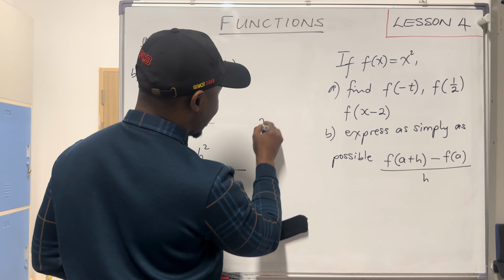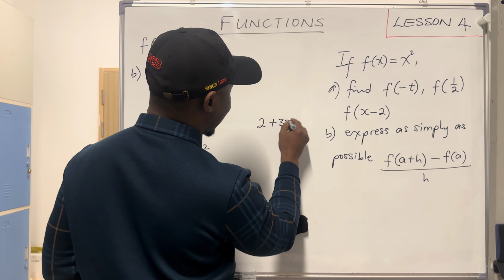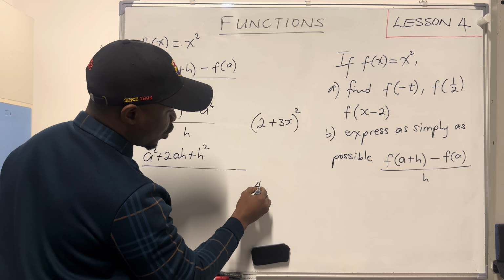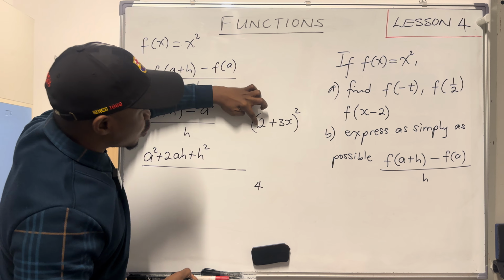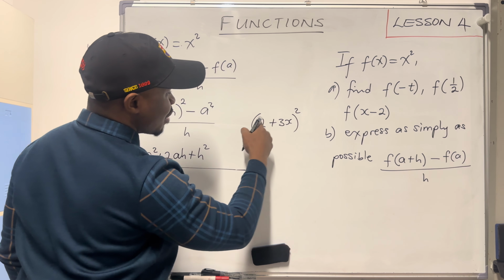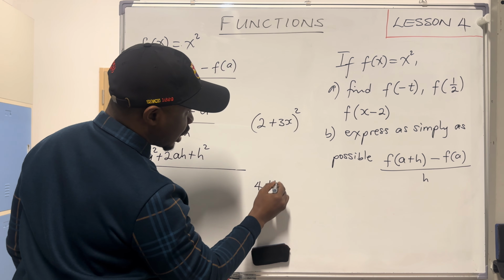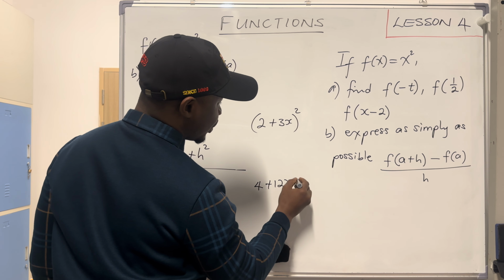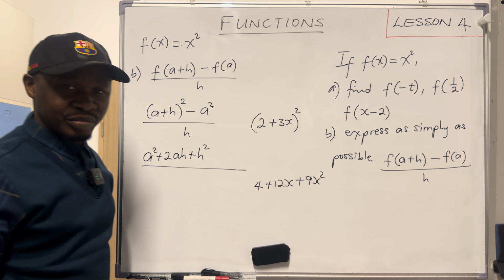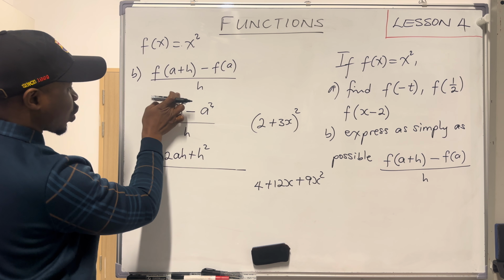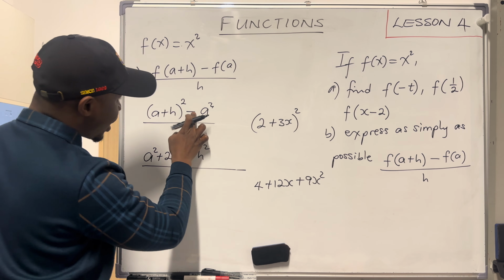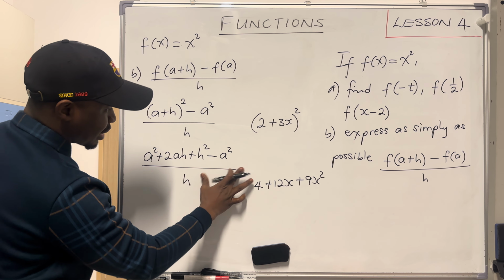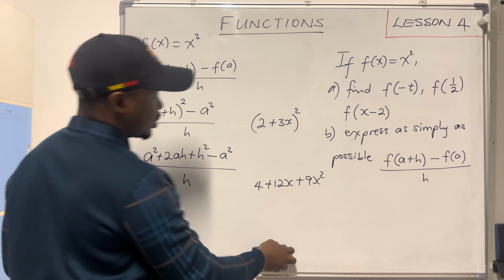Now let's say we have 2 plus 3x, all squared. You say 2 squared is 4. Now you say 2 times 2 times 3x. 2 times 2 is 4, 4 times 3x is 12x. Then you must end with 3x squared, which is 9x squared. So we continue. This bracket with a square has given us this one. Now we end with minus a squared. Remember, we have h here as a denominator. I hope it is understood.